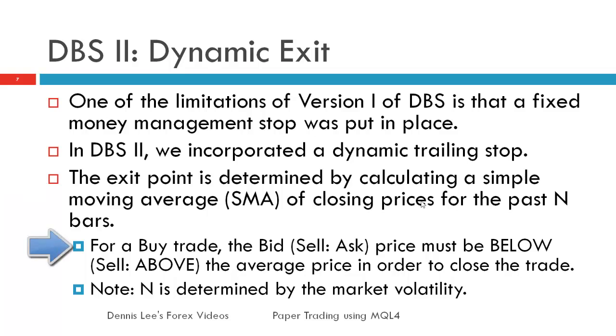So, for a buy trade, the bid price must be below the average price in order to close the trade. On the flip side, for a sell trade, the ask price must be above the average price in order to close the trade. Note that N is determined by the market volatility.